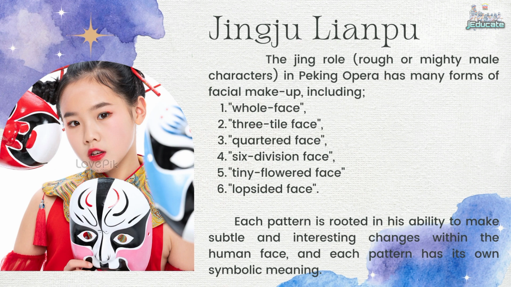The Jing role, rough or mighty male characters in Peking opera, has many forms of facial makeup, including Number 1. Whole face. Number 2. Three-tile face. Number 3. Quartered face. Number 4. Six-division face. Number 5. Tiny flowered face. Number 6. Lopsided face. Each pattern is rooted in his ability to make subtle and interesting changes within the human face, and each pattern has its own symbolic meaning.